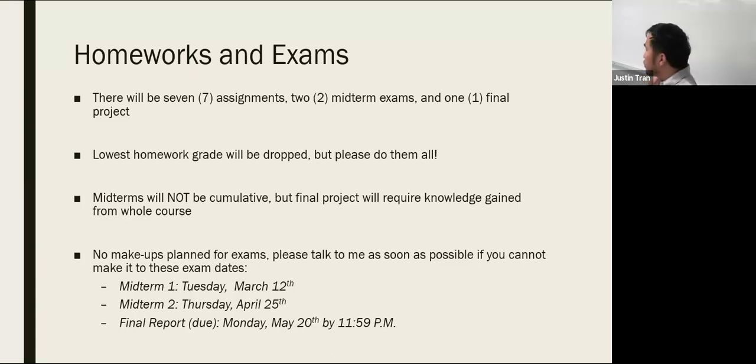And especially for those of you planning to take the comprehensive exam, I'm most likely going to be the one to write the comprehensive exam questions for this class as well. So getting used to my style of questions and everything will help you out in the future. Okay. The midterm exams won't be cumulative.